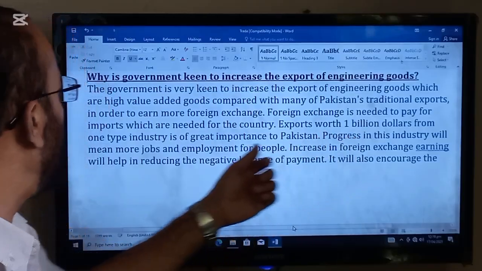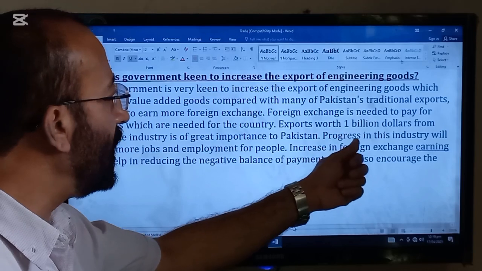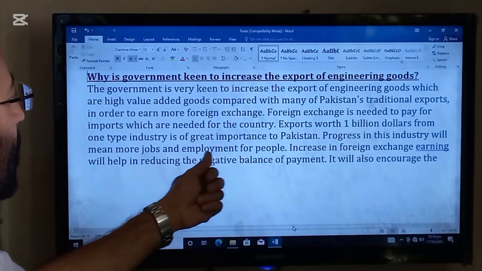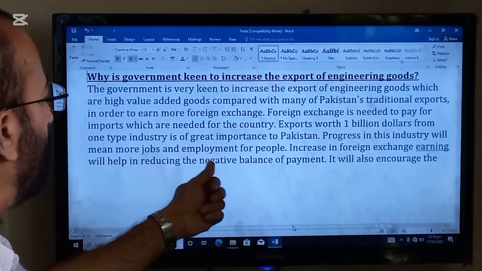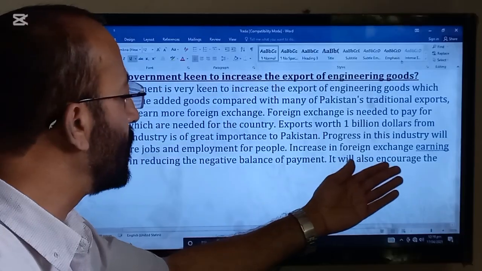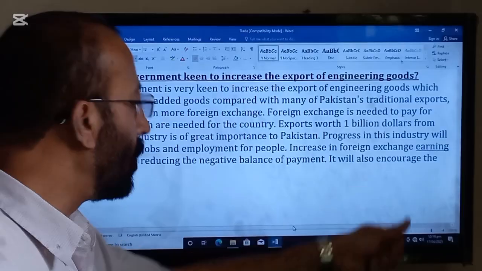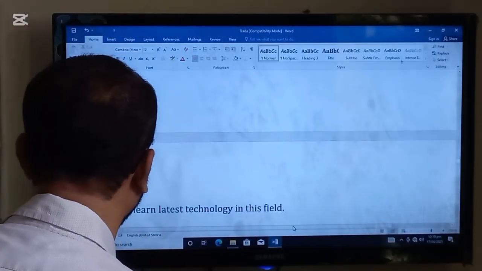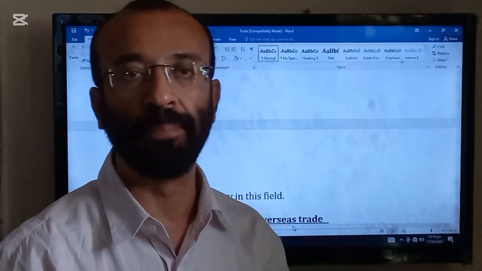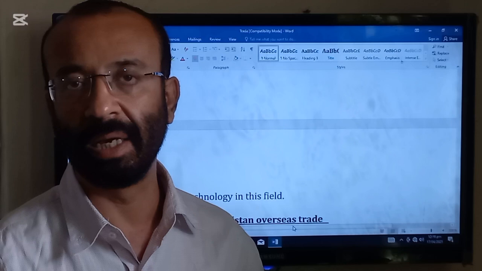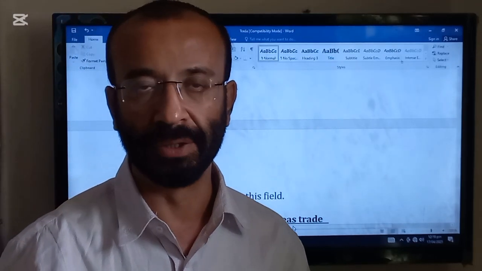Foreign exchange is needed to pay for imports which are needed for the country. Exports worth $1 billion from one type of industry are of great importance to Pakistan. Progress in this industry will mean more jobs and employment for the people. Increase in foreign exchange earning will help in reducing the negative balance of payments. It will also encourage people to learn the latest technology in this field. So these are the points due to which the government of Pakistan is very keen on increasing the proportion of engineering goods.